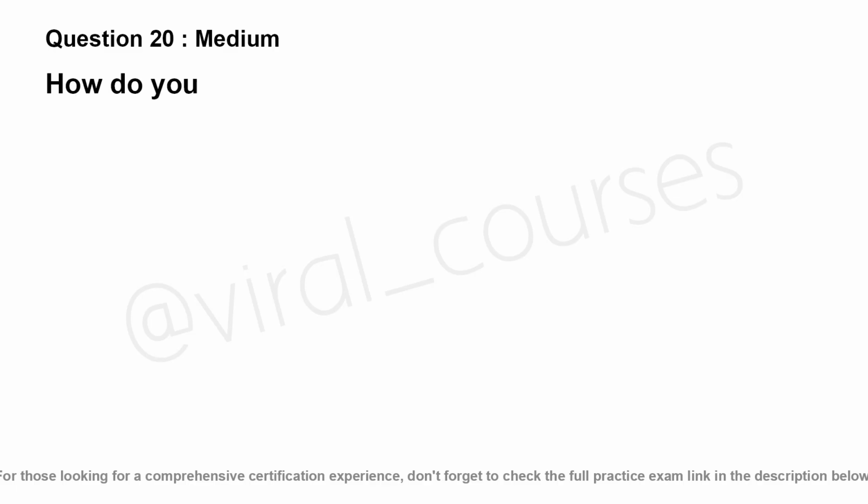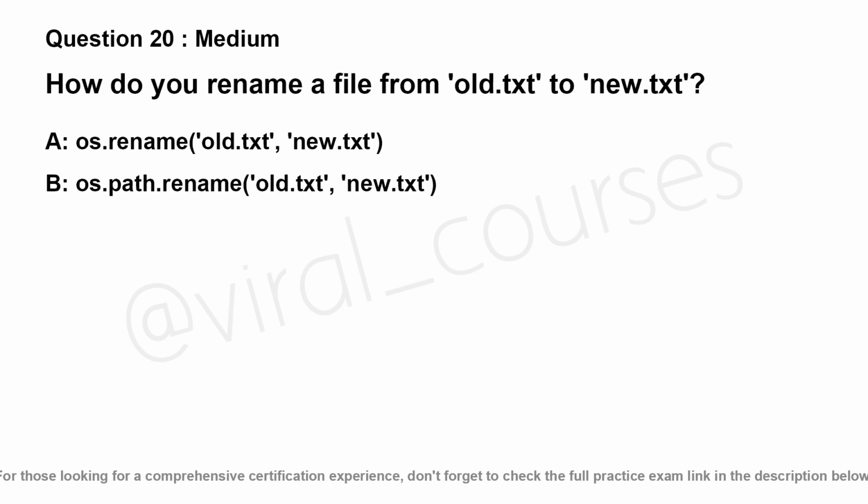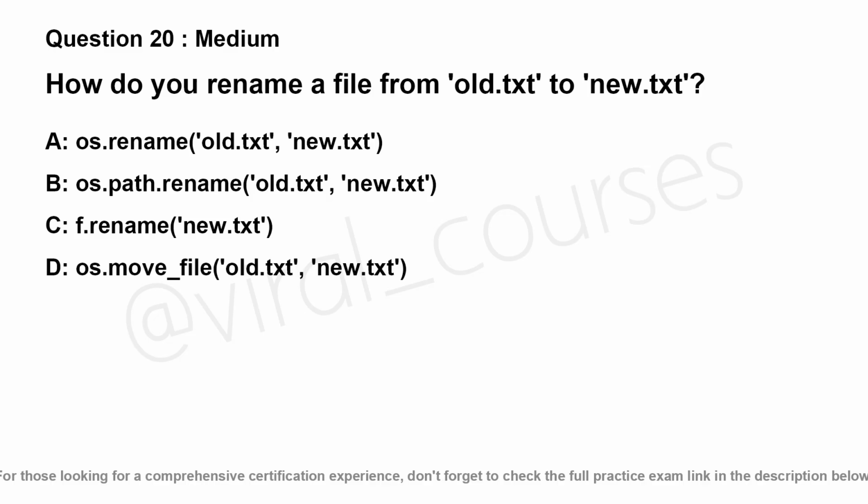How do you rename a file from old.txt to new.txt? Option A, os.rename('old.txt', 'new.txt'). Option B, os.path.rename('old.txt', 'new.txt'). Option C, f.rename('new.txt'). Option D, os.move_file('old.txt', 'new.txt').